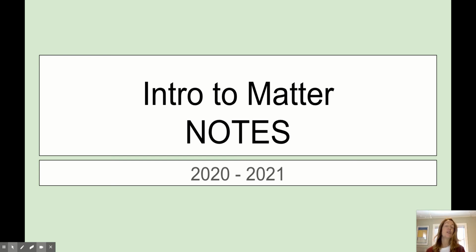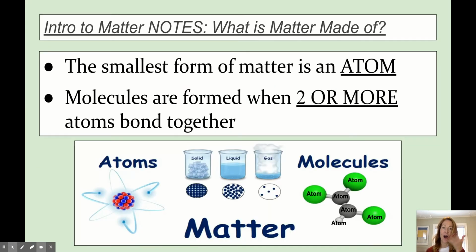All right, so we are starting our new unit about matter. We just finished up the metric measurement unit and the observation and inference unit about qualitative and quantitative. So now we're going to learn about matter. So what is matter, right? Matter is all stuff. Everything is made up of matter. And the smallest form of matter is called an atom.